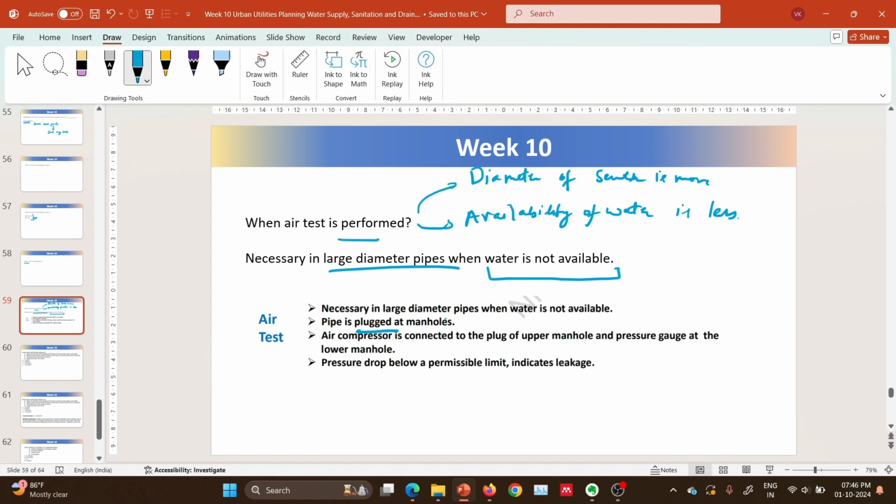The pipe is plugged at the manholes. At both manholes the sewer is plugged. The air compressor is connected to the plug of the upper manhole and pressure gauges are at the lower manhole. If the pressure drops below the permissible limit, it indicates a leakage.